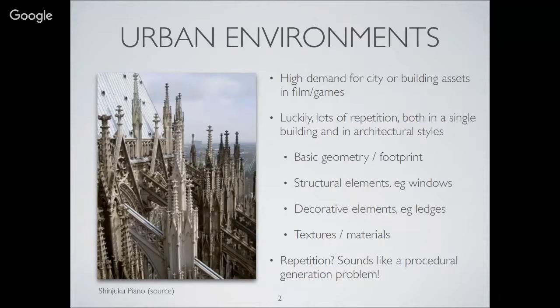You'll see on a single building or across multiple buildings, structural elements like windows and doors repeated, pillars and columns. You also see the same decorative elements, ledges, corner decorations, tiles, things like that. And of course, textures and materials. So lots of repetition. Of course, this becomes a perfect case for procedural generation.